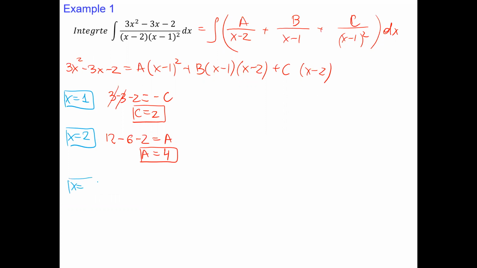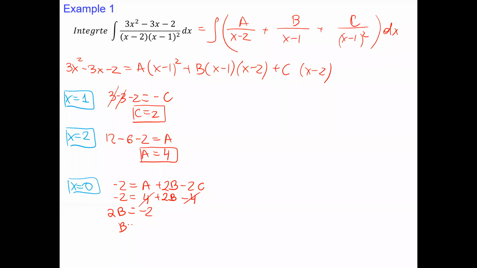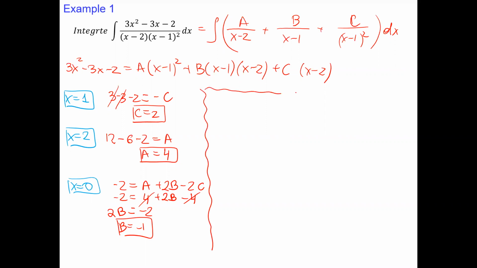Then we can pick a random number. Let's pick 0, of course. Nice and easy number. 0, 0, negative 2 on the left-hand side. 0, negative 1 squared, positive 1A. Negative 1 times negative 2, because x is 0, will be positive 2B. And then 0, negative 2C. Negative 2, A is 4, 2B, and C is 2. 2 times 2, 4. Then we can solve for 2B. Oh, actually, negative 2. B is negative 1. Okay, that's not bad. The algebra was actually not bad.